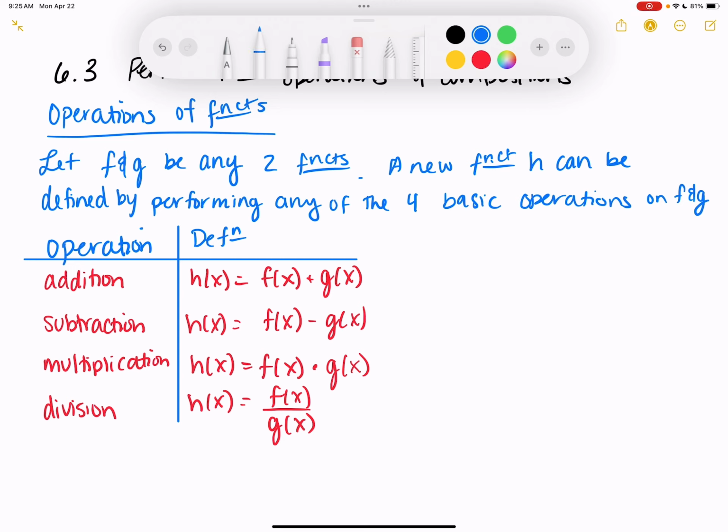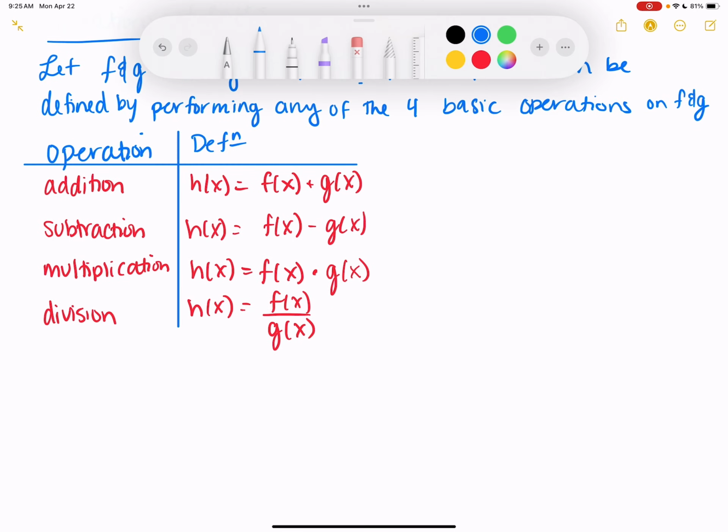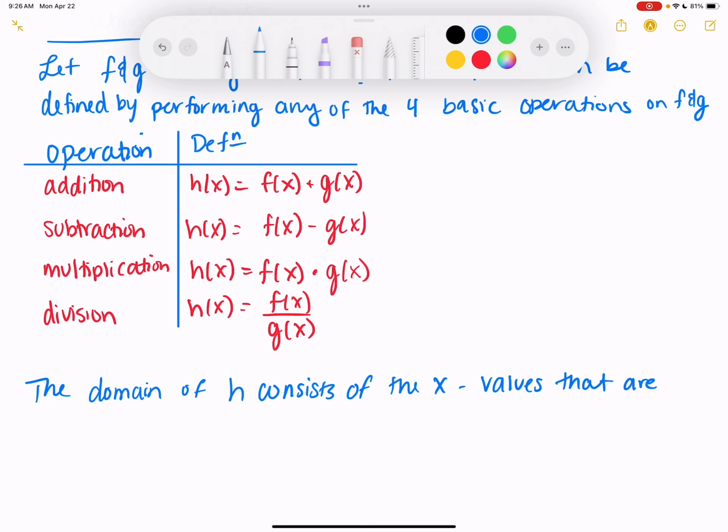The domain of h, so this is a continuation of the stuff above, consists of the x values that are in the domains of both f and g.